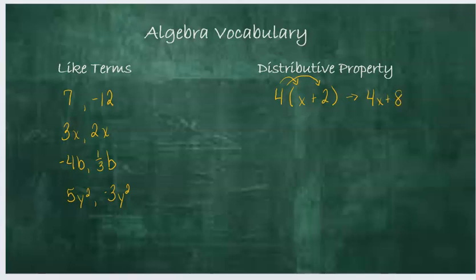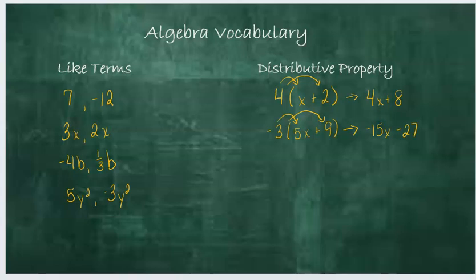We could also have an integer on the outside. So we have -3 for our term. Our expression inside is 5x plus 9. Again, distributive property tells me to take what's on the outside and multiply it by everything on the inside, which results in the new expression of -15x minus 27.